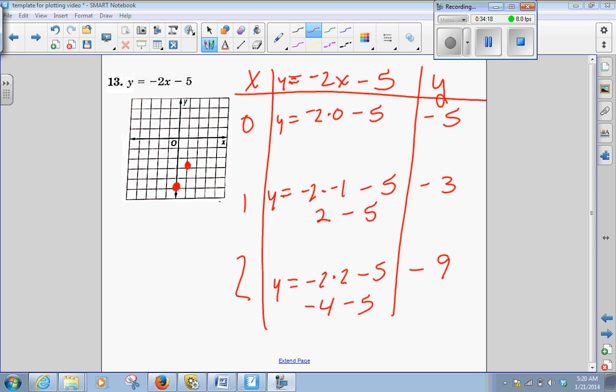Oh, now I see. Sorry, it took me a minute to figure out what I did. The reason that I knew that I made a mistake was because by the time I go over 2 and then down 9, this isn't going to form a straight line. And so I knew I did something wrong. So then I realized I got to go back up here. This is where I goofed.